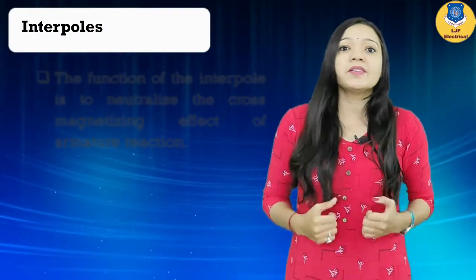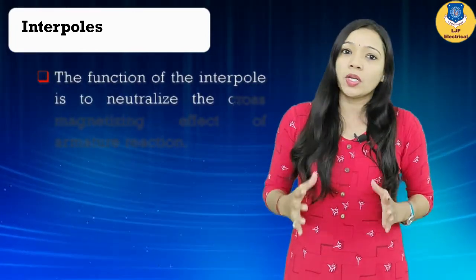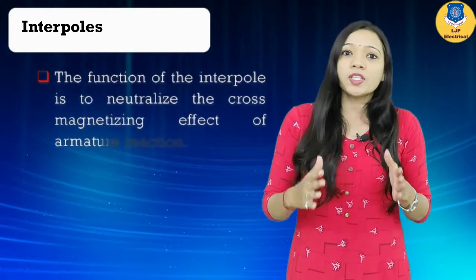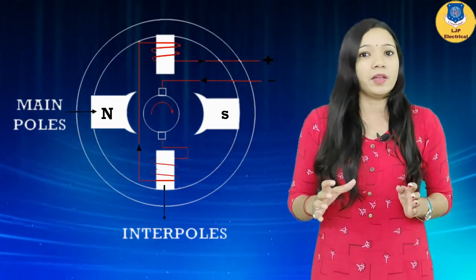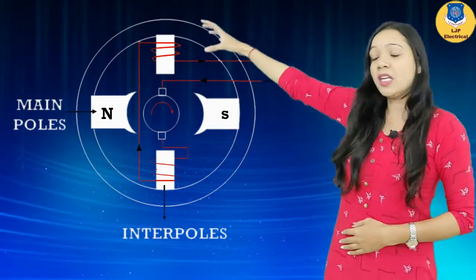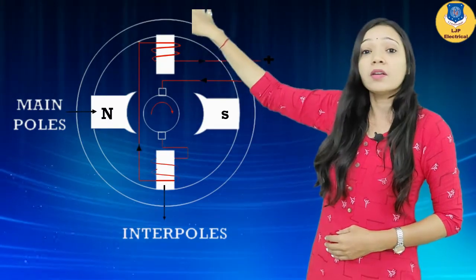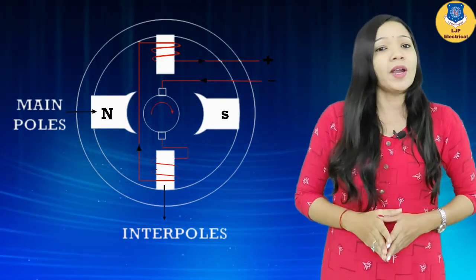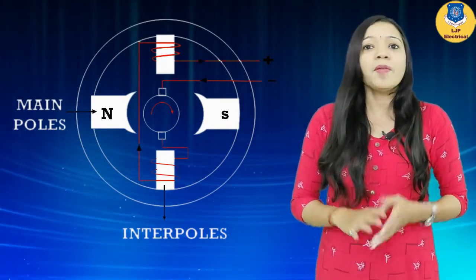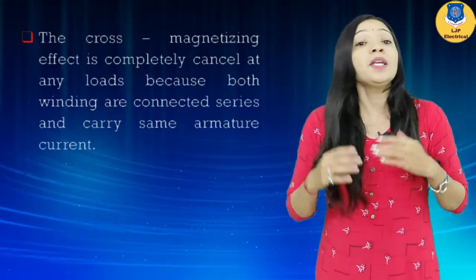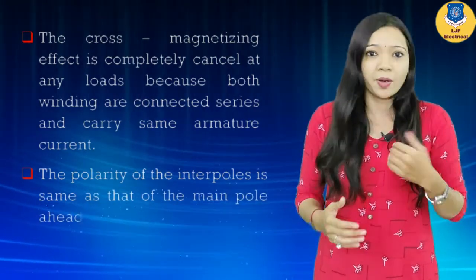The next method is the interpole or commutating poles. The function of the interpole is to neutralize the cross magnetizing effect of armature reaction. They are placed midway between the main poles. If you look at the figure, there are the main two poles and in between them we have placed the small interpoles. The interpole winding is connected in series with the armature winding such that the MMF due to the interpole completely cancels the effect of the cross magnetizing MMF due to the armature.